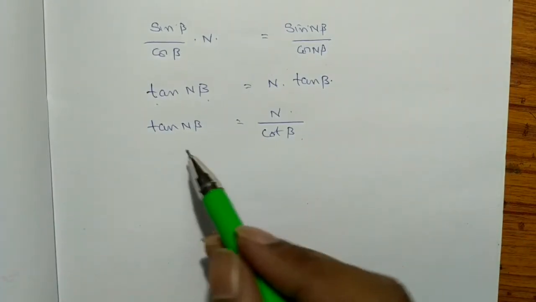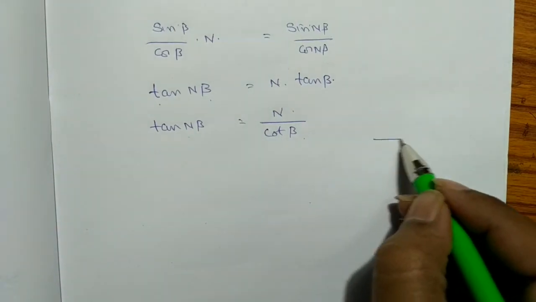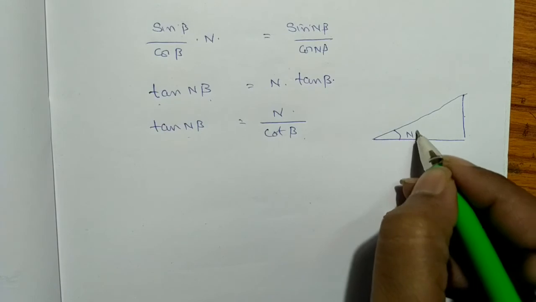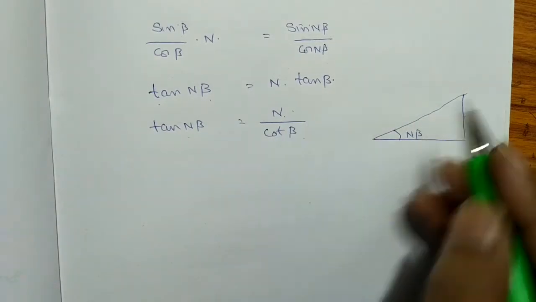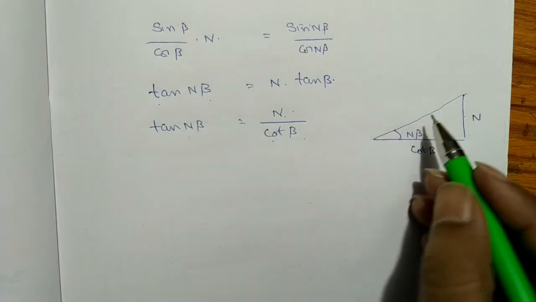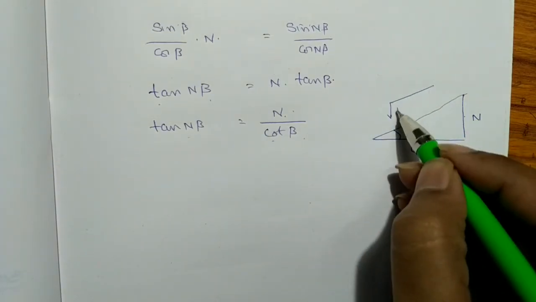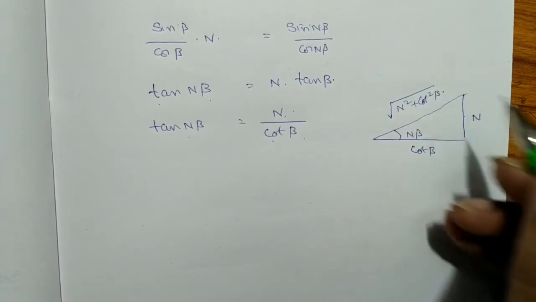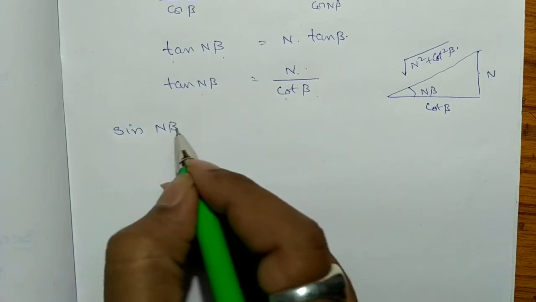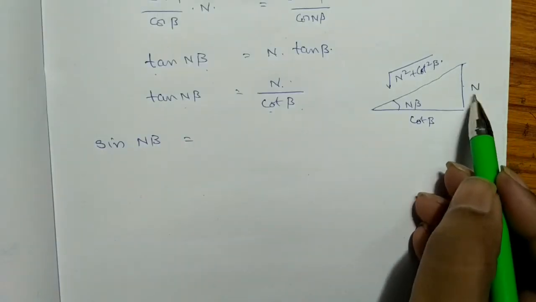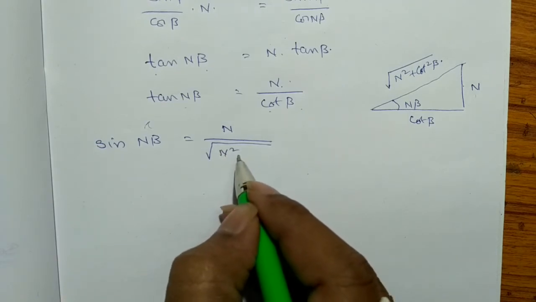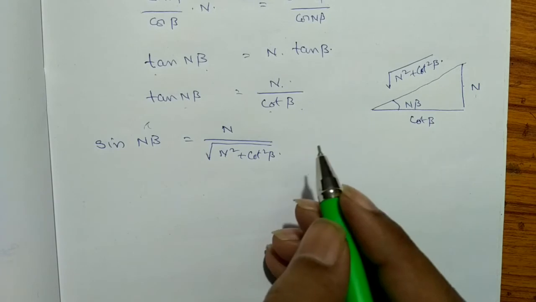Here tan means opposite by adjacent. Now we have to find this n beta in terms of sine. So I have to assume a right angle triangle like this. The angle is n beta in our diagram. This is the opposite side, n, and this is the adjacent side, cot beta. Now the hypotenuse will be the root of n square plus cot square beta. Now we have to prove it in terms of sin n beta. Sin n beta is equal to opposite by hypotenuse, that means n by root of n square plus cot square beta.